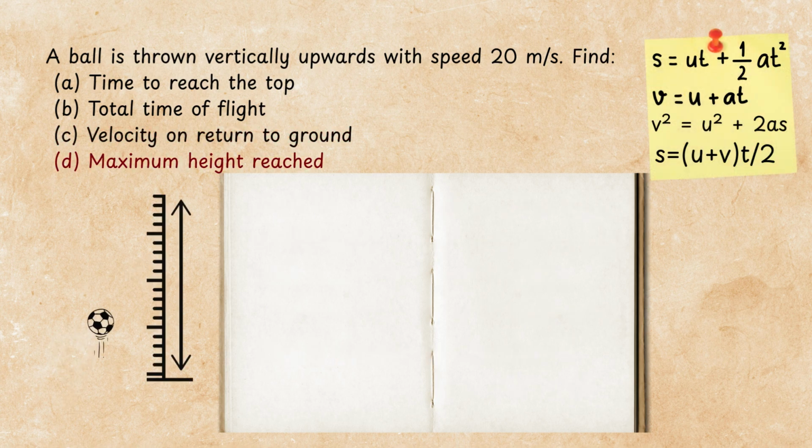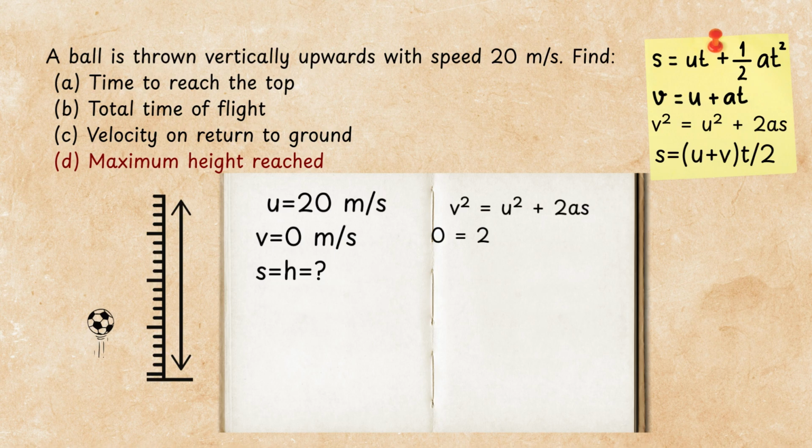To find the maximum height, again, I go to the data I have. I have the initial velocity of 20. I know that at the top point, the velocity is 0. And then I find the displacement. We can sometimes show it with H or S, doesn't matter. We choose our equation. Sometimes you have more options to choose from this list of equations. In this case, I chose the third one. And after calculation, the maximum height is almost 20 meters.